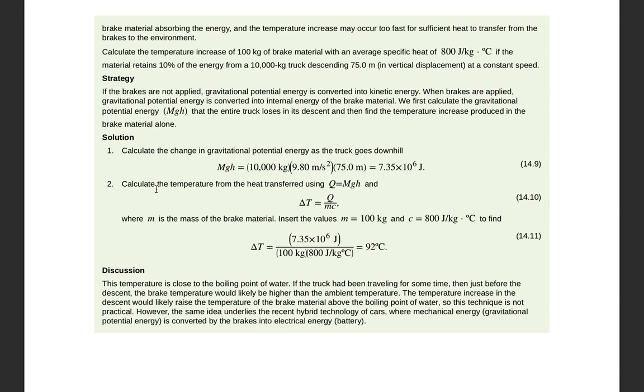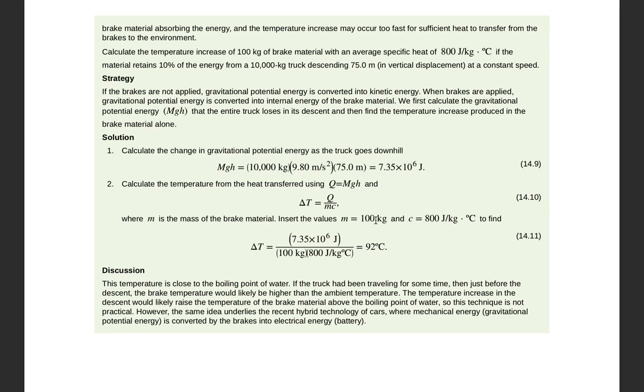So now here it says calculate the temperature from the heat transferred using Q equals mgh, and delta T equals Q over mc, where m is the mass of the brake material. So here we have delta T, we have our Q. Remember, Q is energy. So if this is the entire energy that you would get from the gravitational potential energy, that should be also the energy that you could potentially get from any heat transfer.